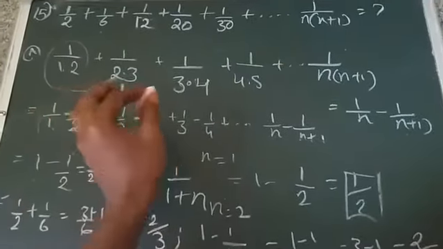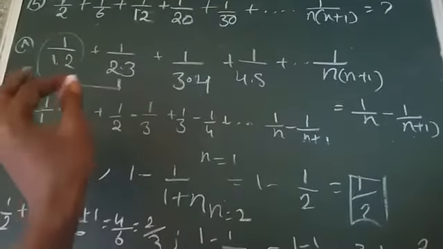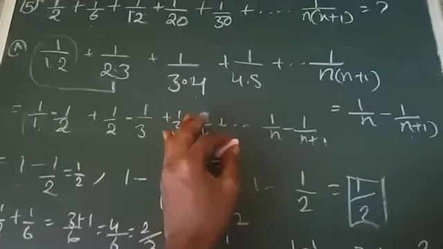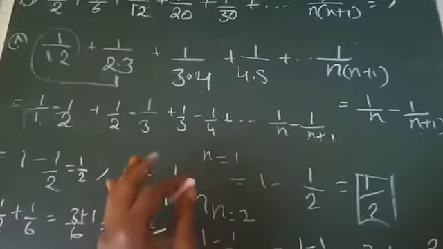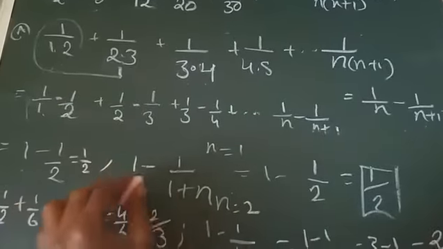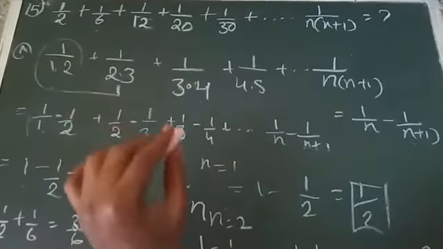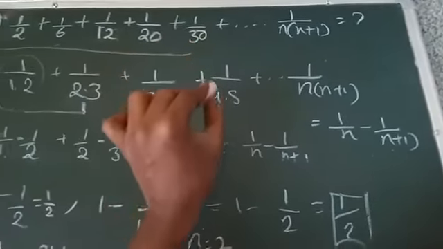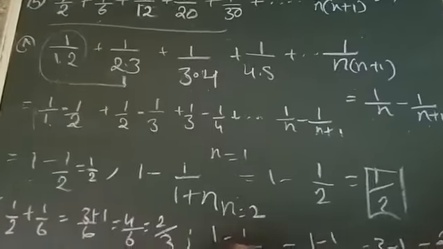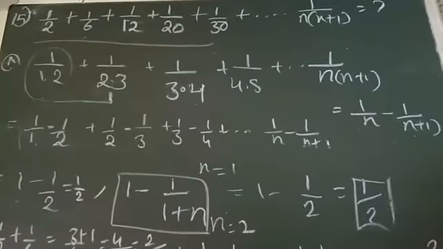So to find the sum of n terms of the series expanding in the form 1 by n into n plus 1, to find the value of the sum of the series, substitute the value of n in the formula 1 minus 1 by n plus 1. You will get the answer. So the final answer will be 1 minus 1 by n plus 1. I hope you understood how to calculate the formula.